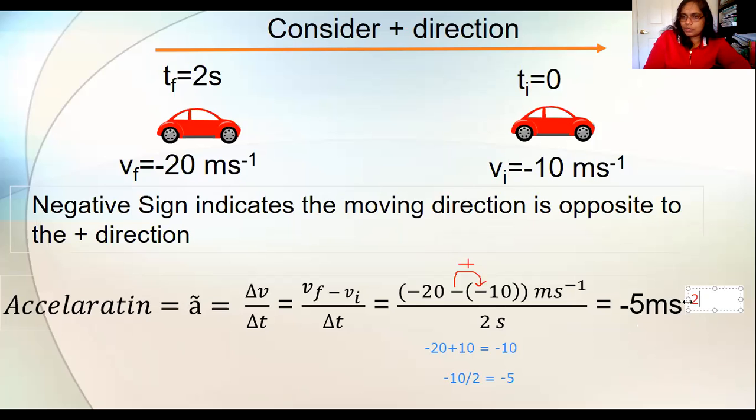Okay? That's why you have a negative here. Per second squared. Okay? 5 meters per second squared. Any questions? Okay, so please edit that one in your notes. The units for acceleration is meters per second squared.